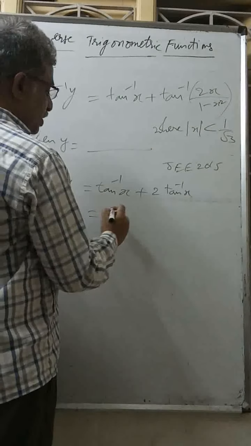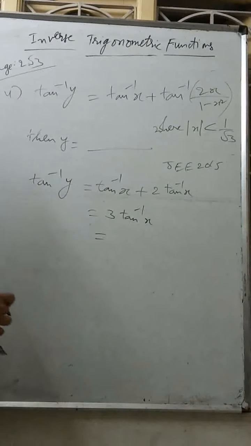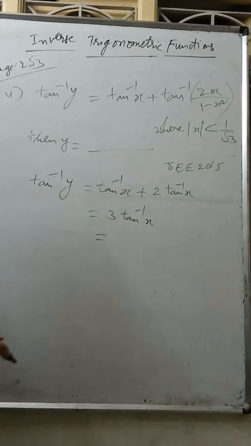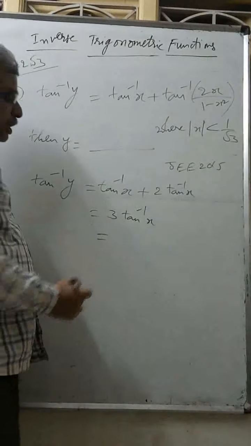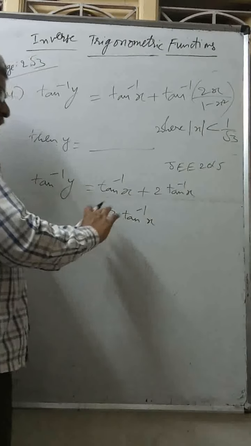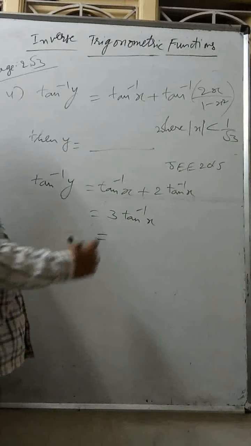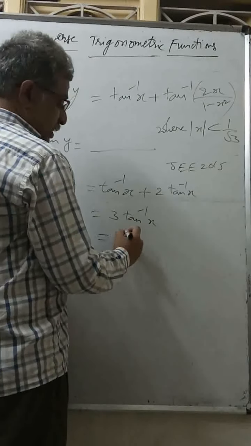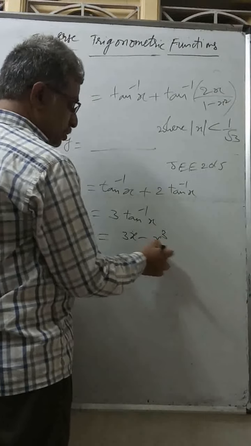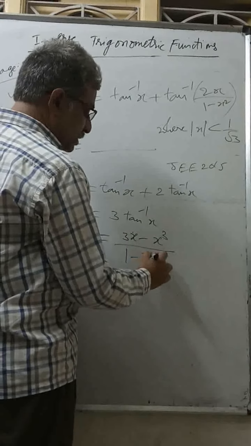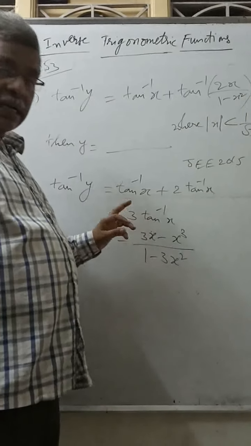Tan inverse x plus 2 tan inverse x is 3 tan inverse x. I know the 3 tan inverse x formula, when x is lying between minus 1 by root 3 to plus 1 by root 3. So what is the formula I told? It is the tan 3 theta formula: 3 tan theta minus tan cube theta by 1 minus 3 tan square theta. Means 3x minus x cube by 1 minus 3x square.